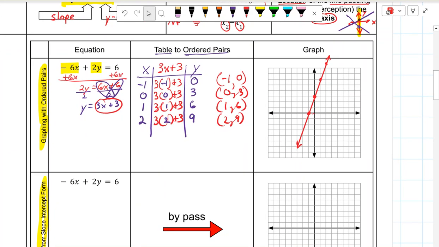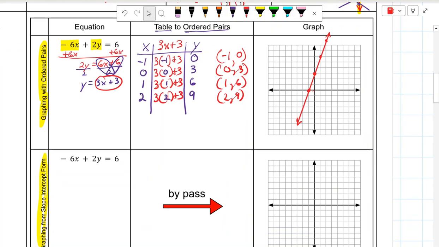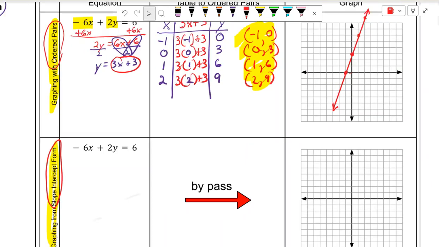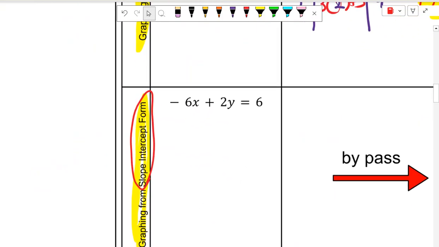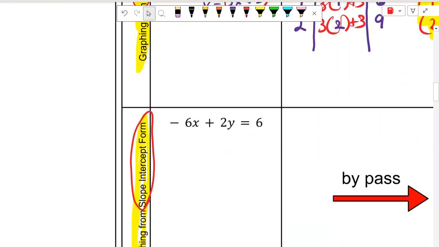All right, we're going to see how graphing with ordered pairs, and our ordered pairs are right here to make a line, is any different than graphing from the slope-intercept form. But first, we have to take this standard form and make it into slope-intercept form. Now this problem is the same exact problem as upstairs on this one, so we'll just do it even faster.